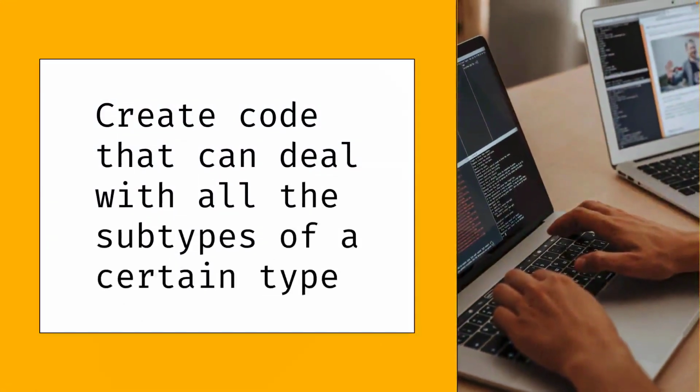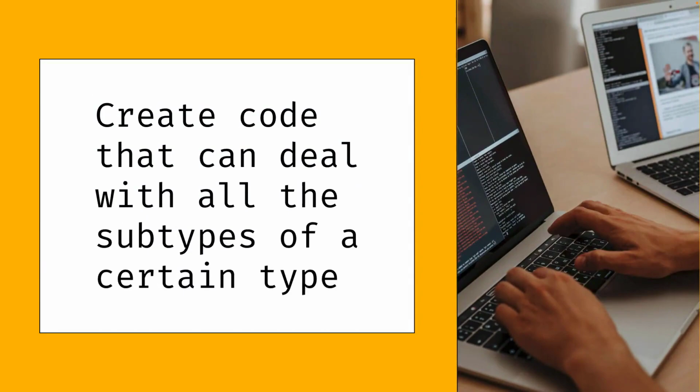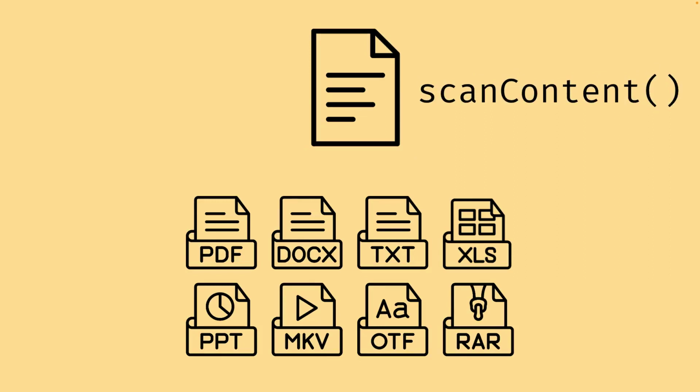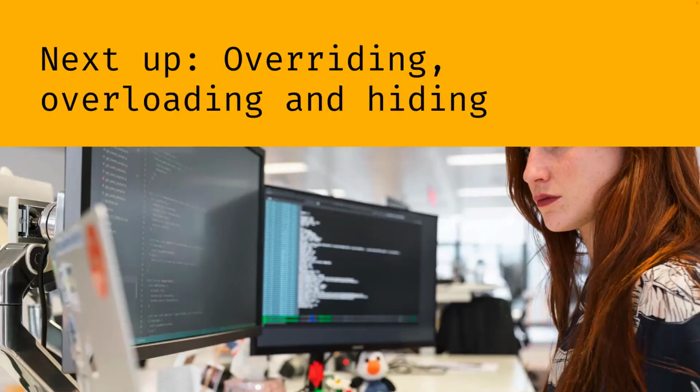We can use polymorphism to create code that can deal with all the subtypes of a certain type. For example, after uploading documents. The documents might all be of type document, but have their own subtype and have different ways of scanning for problems with the files. The name of the method can be the same, but the implementation can differ. Thanks to polymorphism, we can get away with fewer lines of code when dealing with this problem, and force all classes of type document to have a scan content method. Alright, that's enough on polymorphism. It means that we can refer to a class with all its parent classes as well. Let's talk about overriding, overloading and hiding in more detail in the next video.